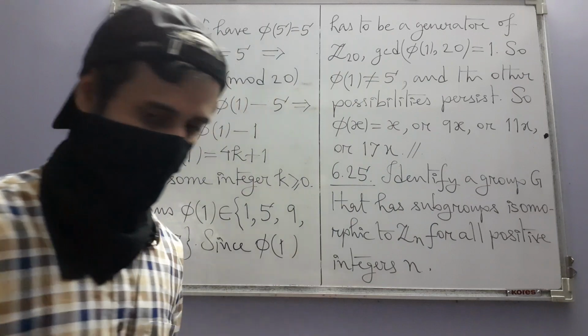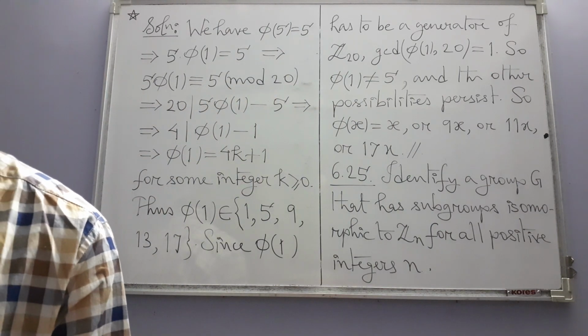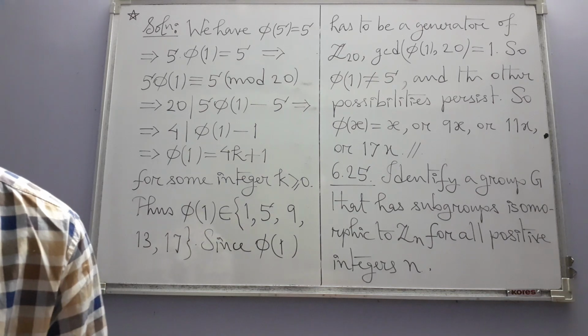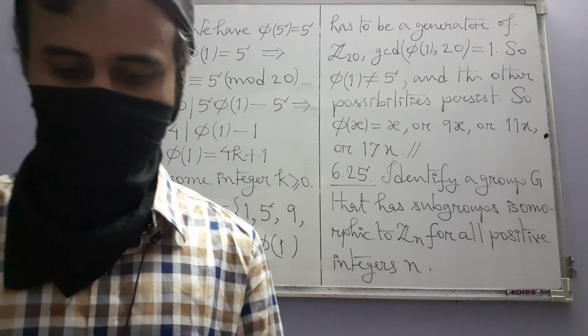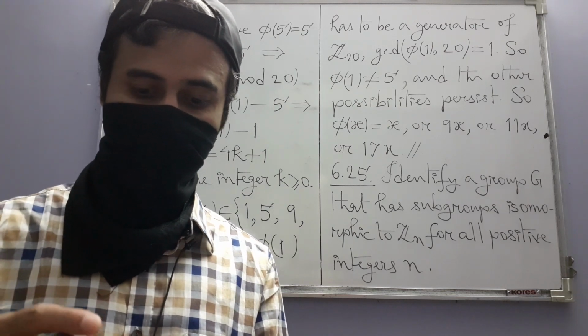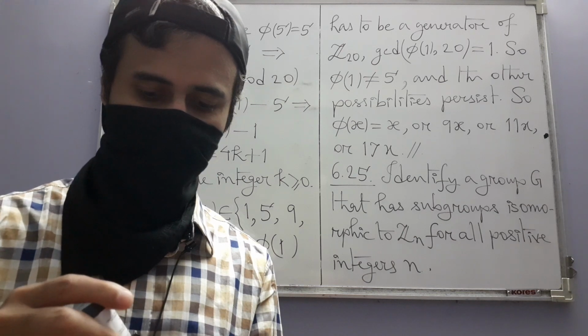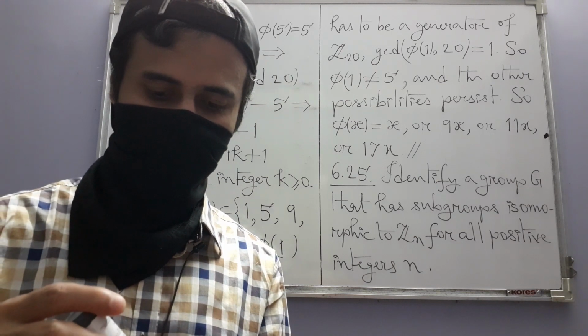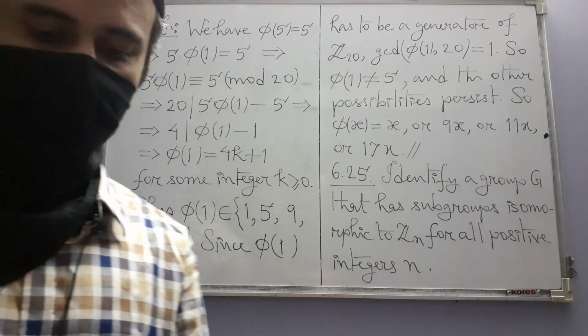I think a little ink is needed at this point. So your group should be such that it has a copy of Zn as a subgroup for every positive integer n. And in fact, a hint is given at the end of the text, and that hint says it all.